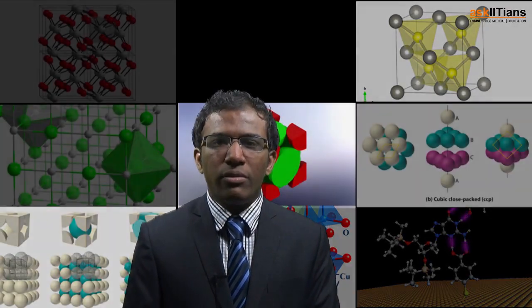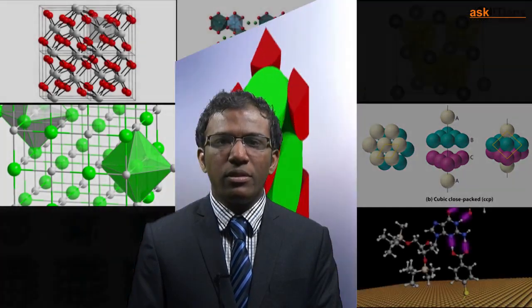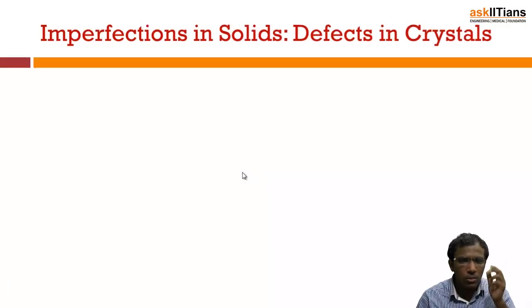Hello students, welcome back. In this part, we are going to discuss the various types of defects present in a crystal and in what way they will affect the properties of a crystal. So let's start. Now let's understand the imperfections in solids. It is also known as defects in crystals. So what are the defects in crystals and how do they affect the properties of the crystals?